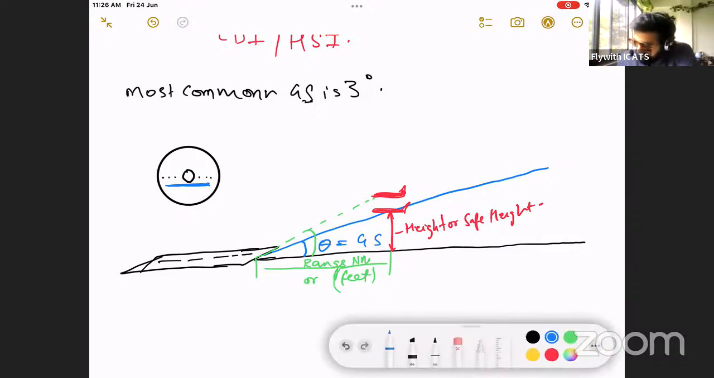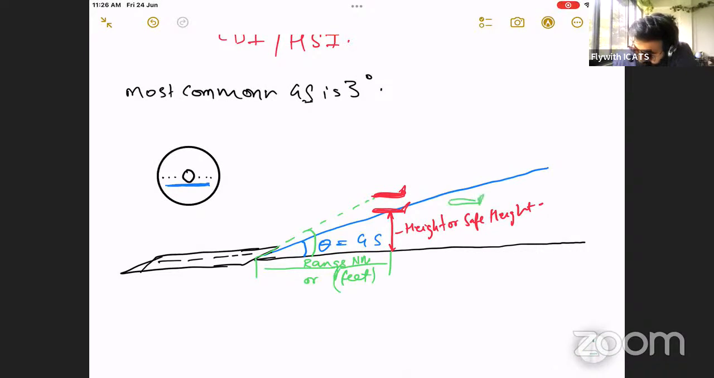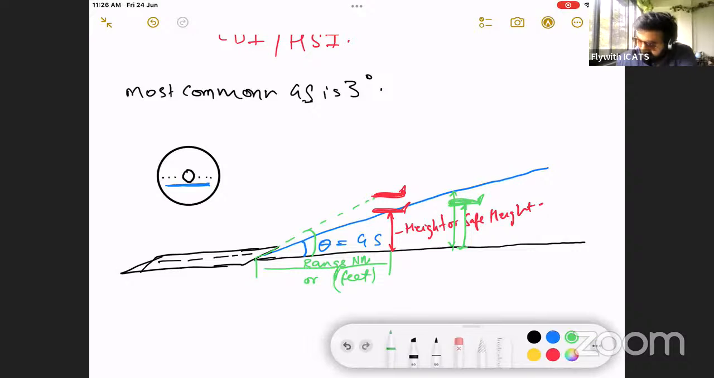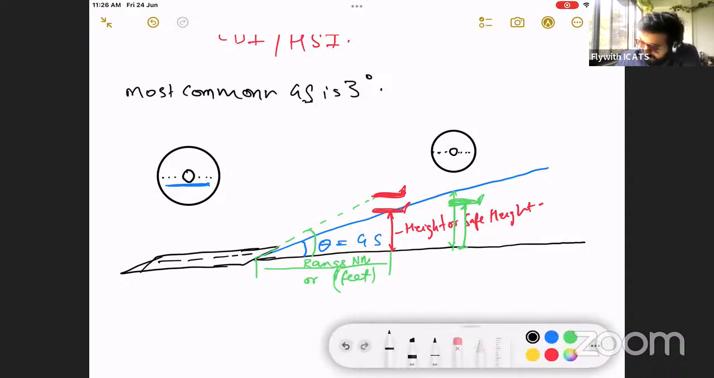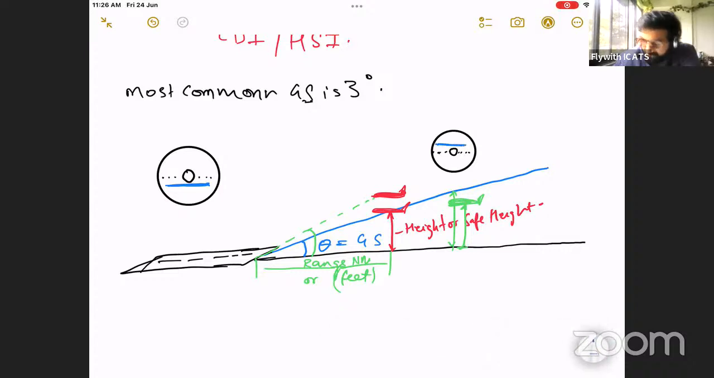In case your aircraft is, let's say, the green aircraft is below the safe height. Right now, this is below the safe height because for this aircraft, this is the safe height on the blue line. But the aircraft is below the safe height. So the instrument will give a fly up indication. The fly up indication would look like this. The bar would go up. So it will show you that you have to fly up.